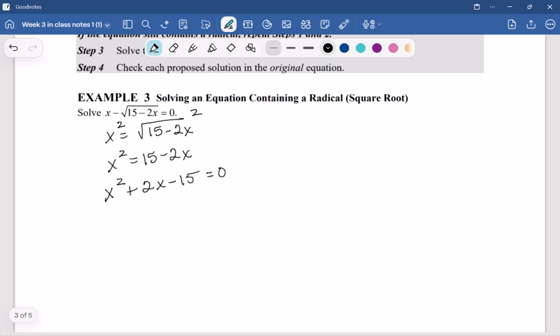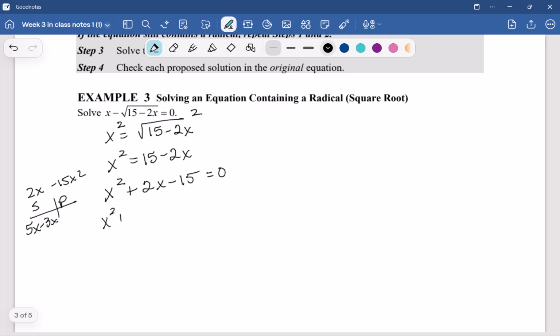When I see this, I can use my shortcut here. But I kind of want to work it all the way out for those of you that struggle with that. So that's x squared plus 2x minus 15. I want to know what multiplies to give you negative 15 and adds to give you a positive 2. That's going to be a 5 and a negative 3.